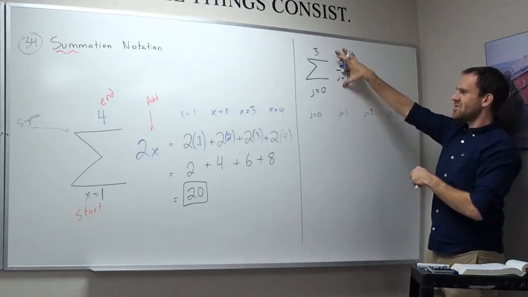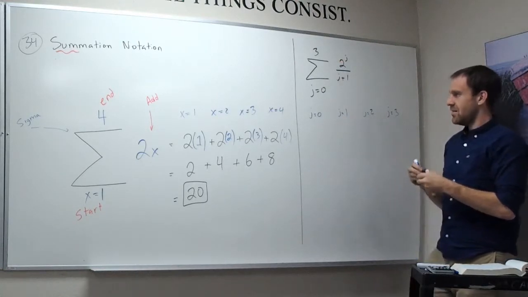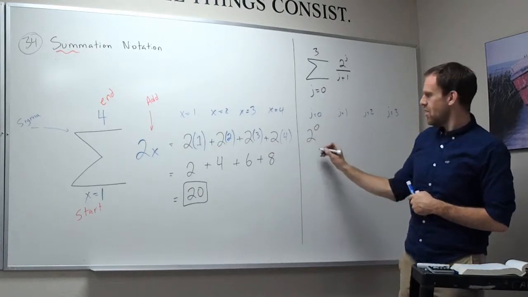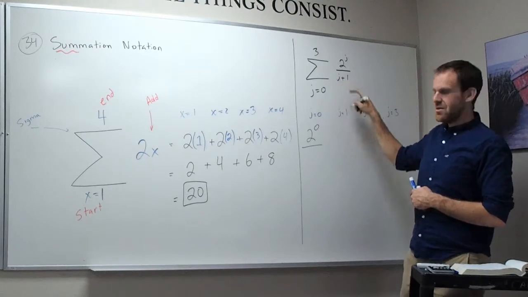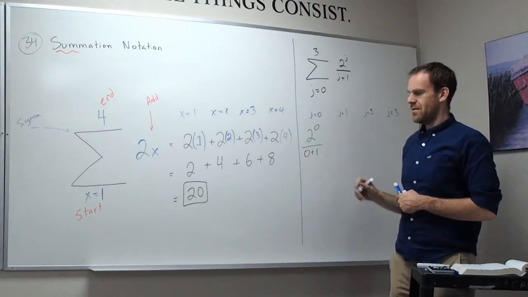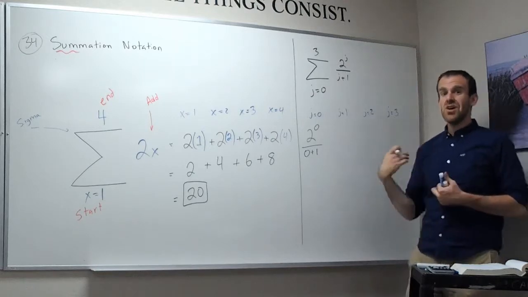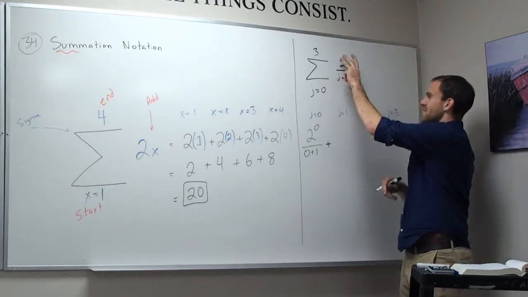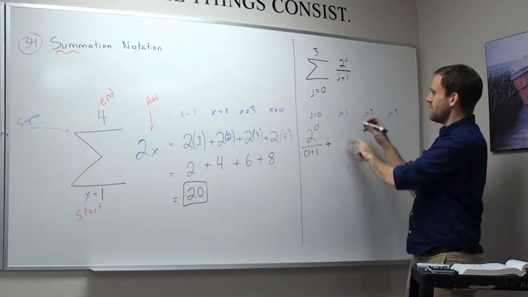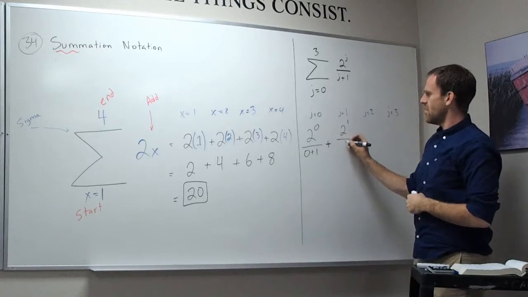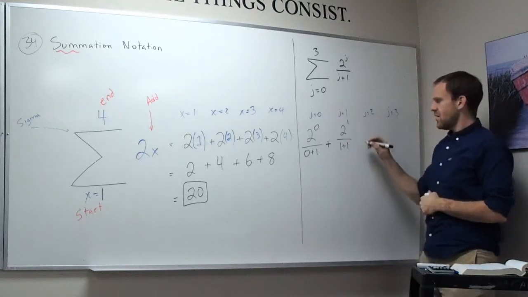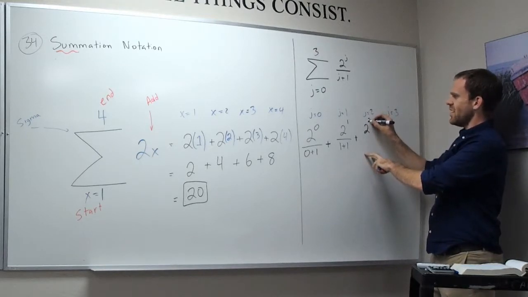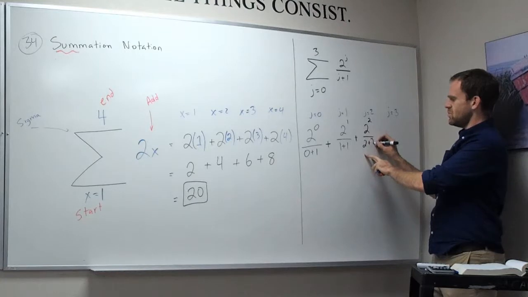Now I'm going to write this term with each of my j's plugged in. My term is 2 to the j, 2 to the 0, over j plus 1. So I'll write 0 plus 1. Now since this is summation, I add the next term. It's the exact same thing with 1 plugged in. 2 to the 1 over 1 plus 1. Next, I'll add the same thing, 2 to the j, 2 squared over 2 plus 1.